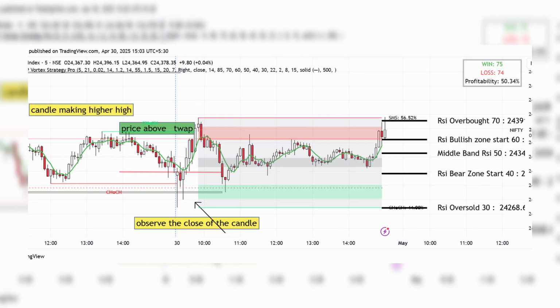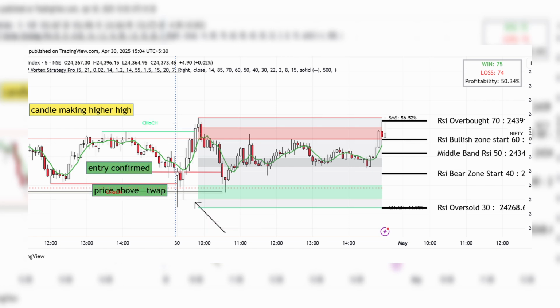Observe the close of the candle. See, even though they pierced through the boundary, the closing of the candle was within the boundary. You can see the first candle is a John Wick candle. It's a huge pin bar, and the next bar is a red bar, and the next one is a green bar.